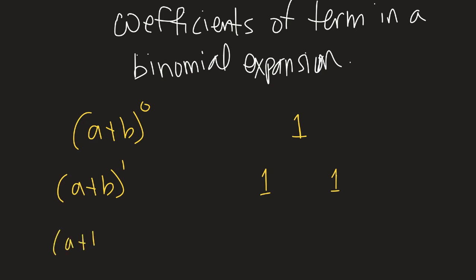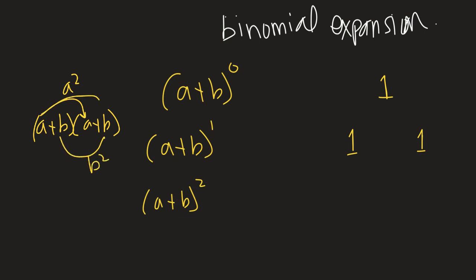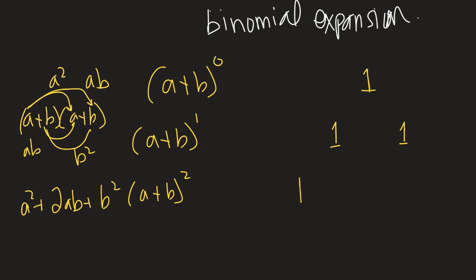Now what if I raise that same binomial to a second power? If you remember, a plus b squared means multiply it by itself. So I have one a squared term, and I have one b squared term, but what about in the middle? I have an ab here, and I have another ab. So how many abs do I have? I have two of them. So the coefficients of a plus b squared are 1, 2, and 1.